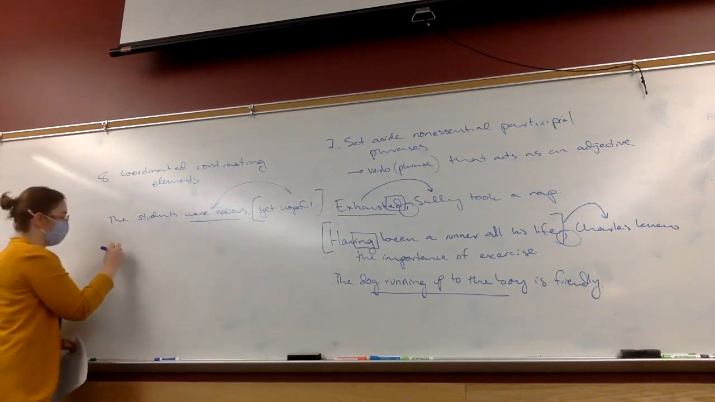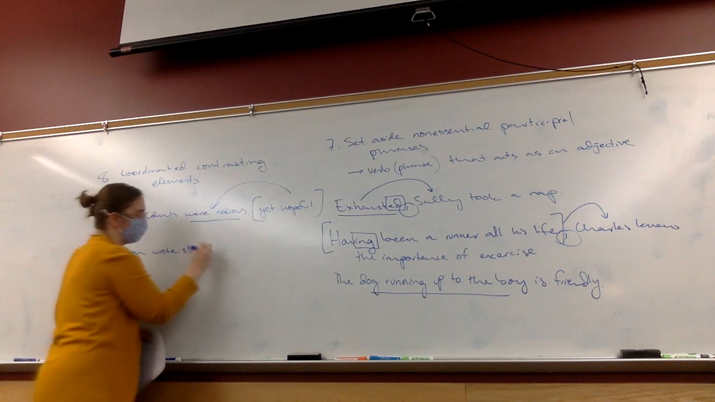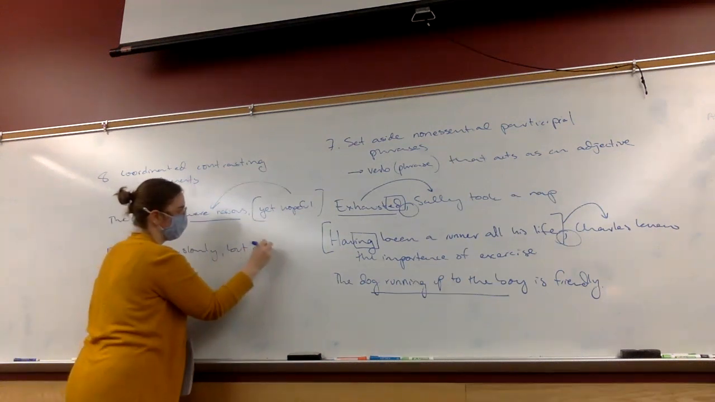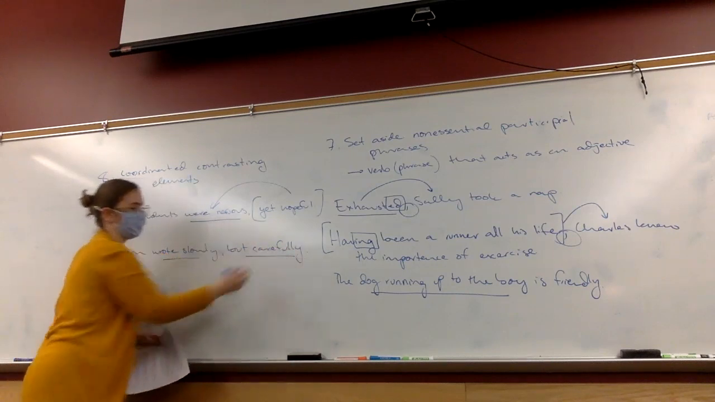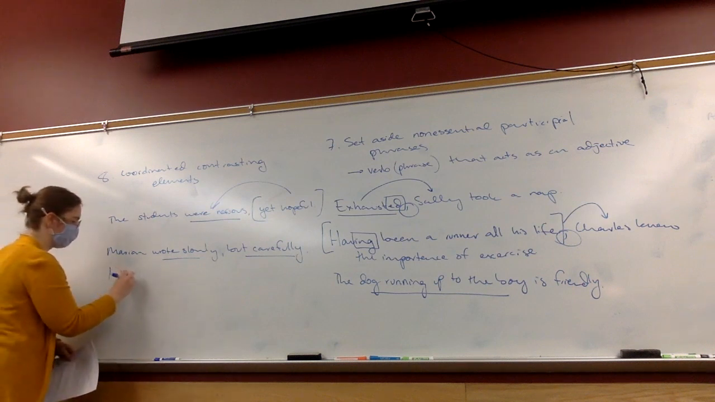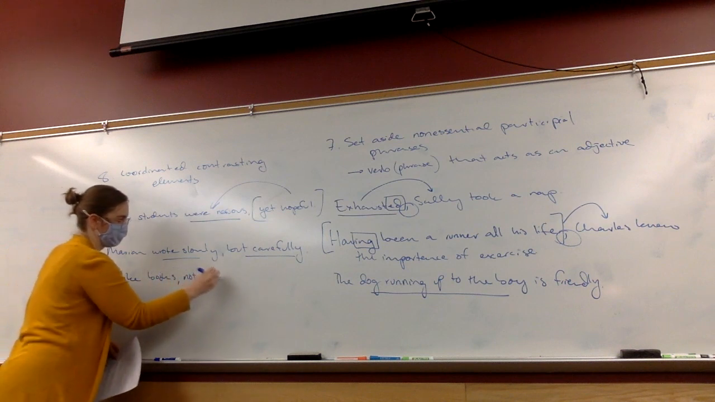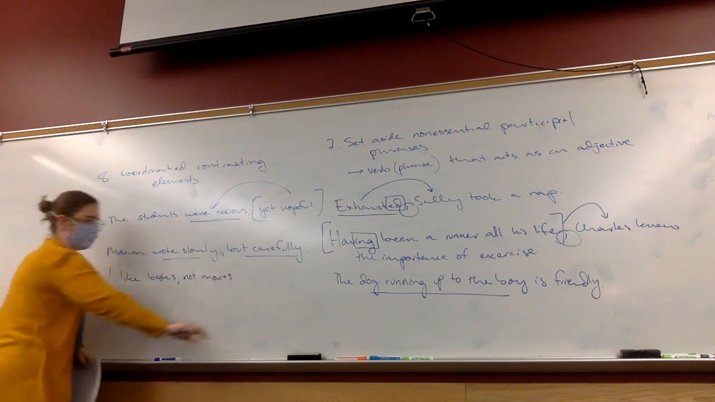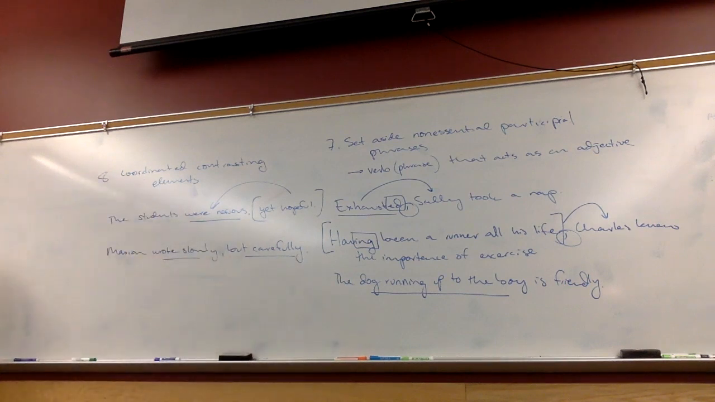Basically, you're saying one thing, but then you want to clarify it just a little bit further. So something like, Marion wrote slowly, but carefully. And they're coordinated because they're kind of even here. Does that make sense? I like books, not movies, something that I'm clarifying there. I actually don't think that would be one. Don't pay any attention to that one.